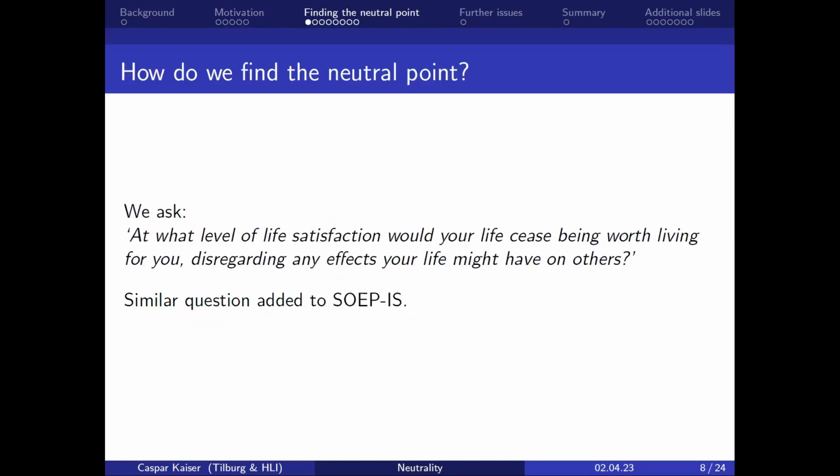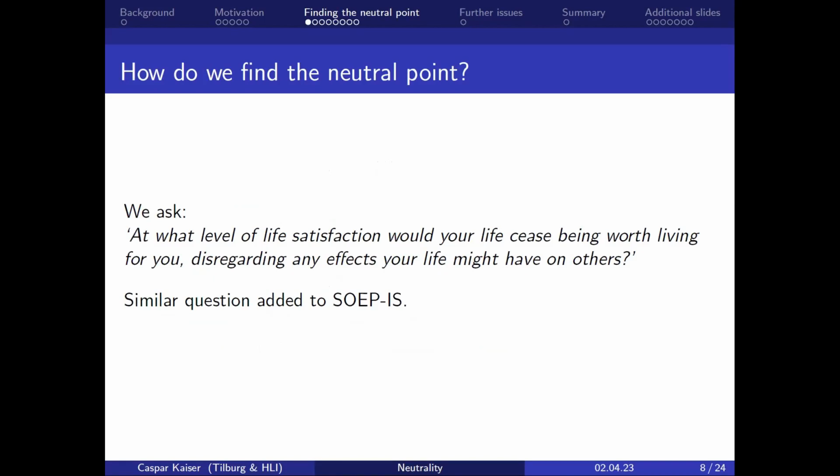So how can we find the neutral point? Well, as a subjective well-being kind of person, I immediately thought, or we thought, we should just ask people. So that's literally the question that we asked in this pilot: at what level of life satisfaction would your life cease being worth living for you, disregarding any effects your life might have on others?